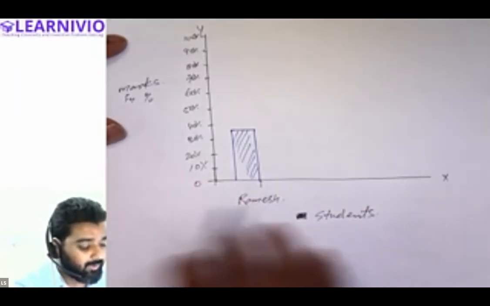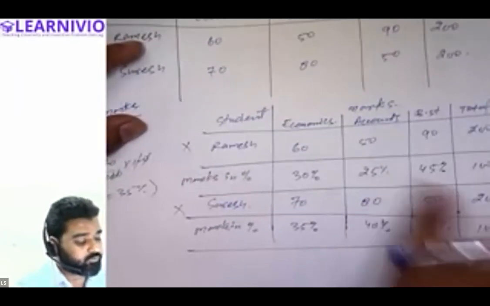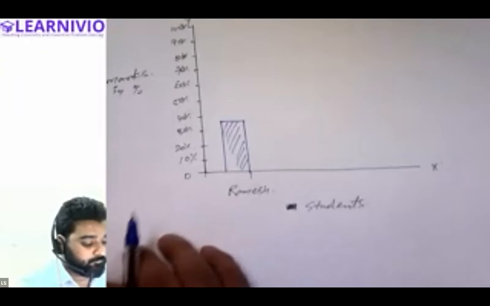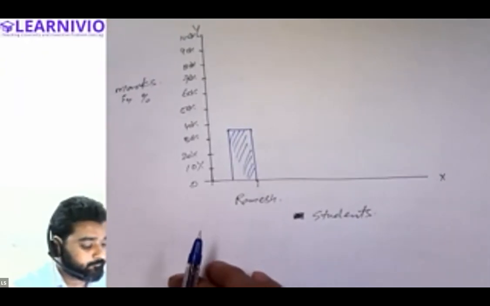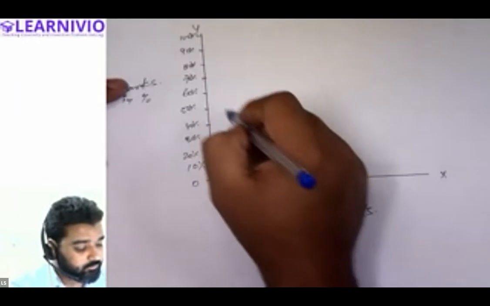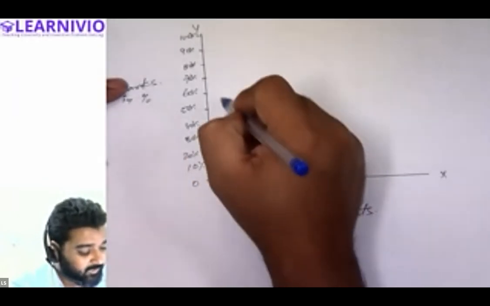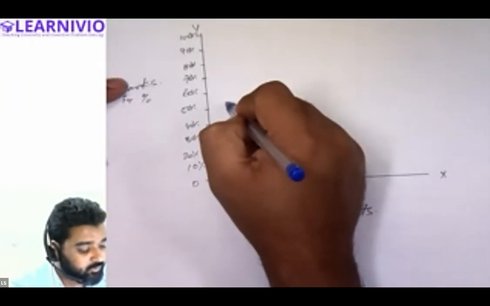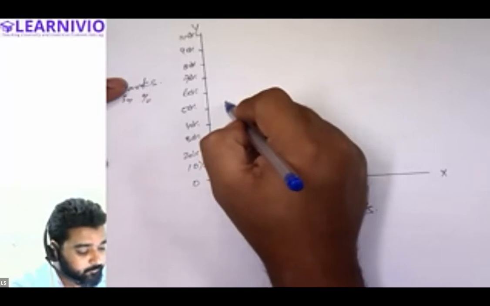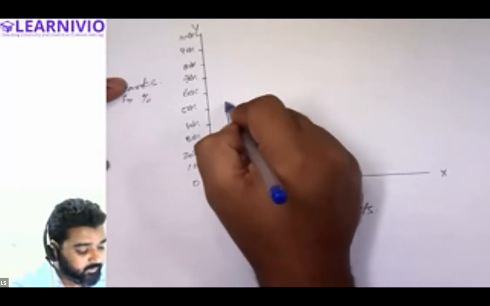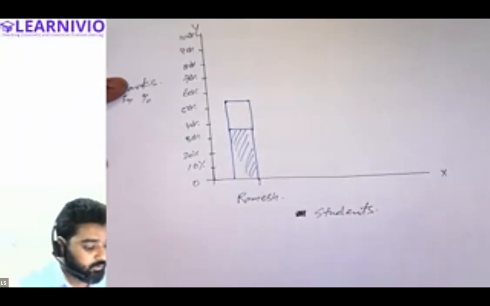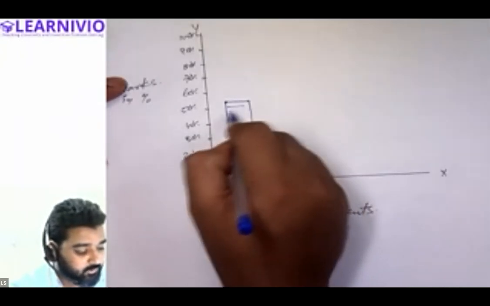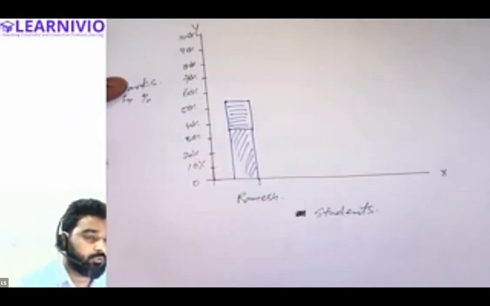Okay, now marks scored in accounts is 25%. So 30 plus 25 is how much? Tell me, 30 plus 25% is how much? 55%, right? So we will be extending this bar diagram till 55%, same as we were doing in the subdivided bar diagram. So it will be extended till 55%. Okay, and also shade this differently, like this, horizontally.